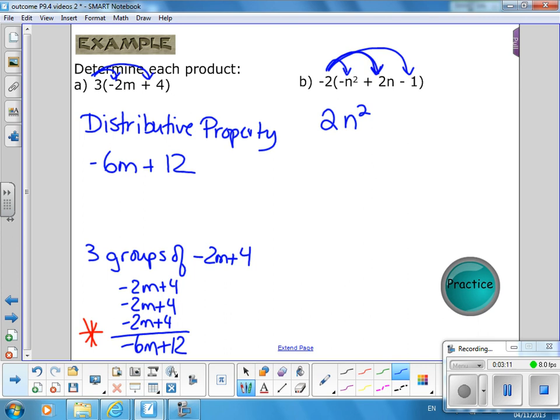Negative 2 times positive 2n. Negative 2 times positive 2 is negative 4, and we have our variable n. Negative 2 times negative 1 is just positive 2. And you have completed the multiplication.